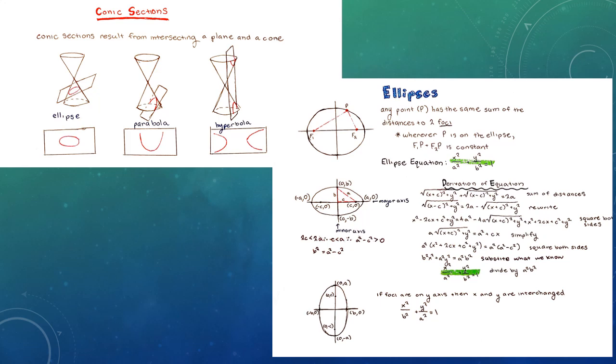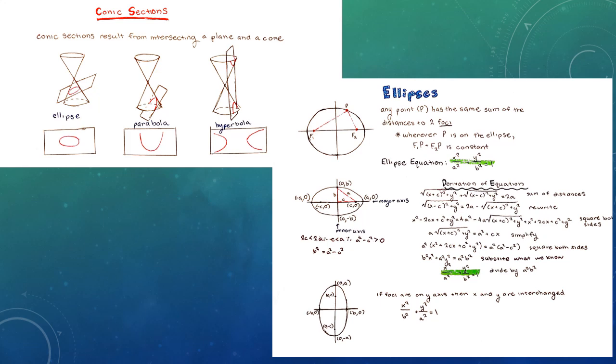Now let's get into ellipses. The definition for an ellipse is that any point P has the same sum of the distances to the two foci. So basically, wherever P is on the ellipse, the distance from F1 to P plus the distance from F2 to P is always going to be the same. No matter where P is on the ellipse, it's the same sum. The equation for the ellipse is x squared over a squared plus y squared over b squared equals 1.